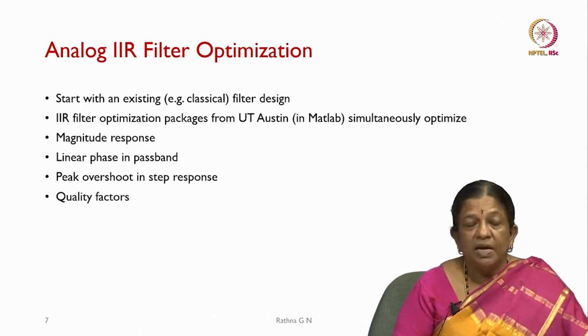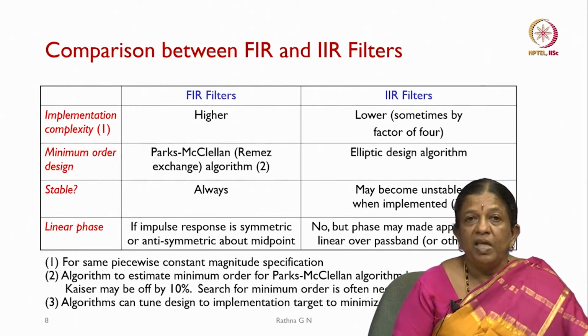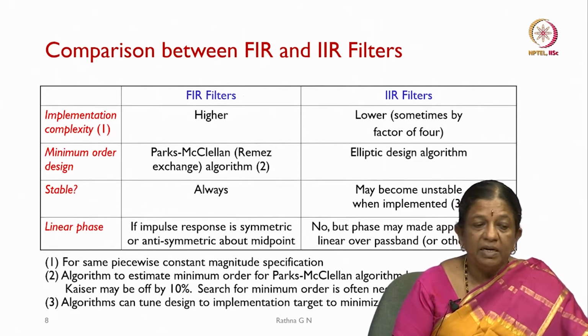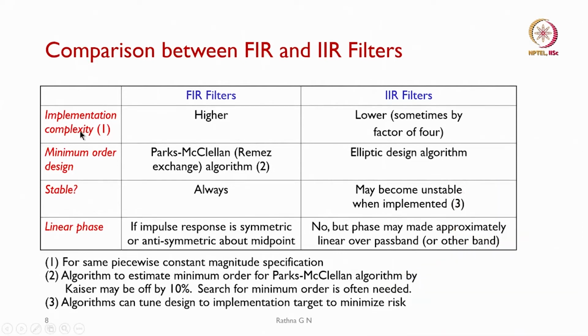One has to decide and then do the design. So, we will do a little bit of comparison of FIR and IIR filters in this slide. When we talk about the implementation complexity, we will be comparing the same piecewise constant magnitude specification. For that, FIR filters will have higher order, whereas with IIR filters what we can achieve is a lower order. The factor may be 4 lower compared to FIR filters.